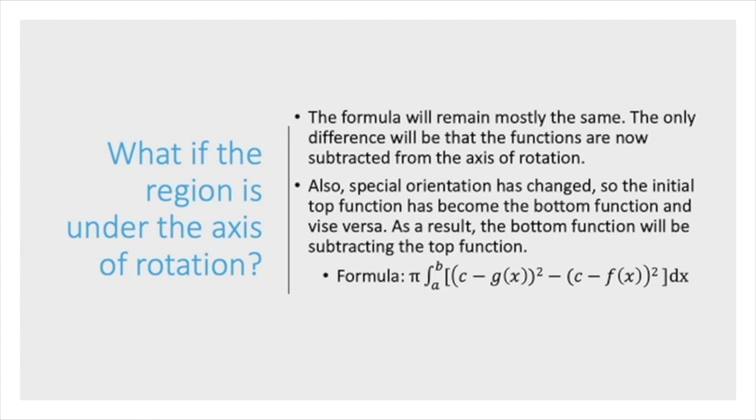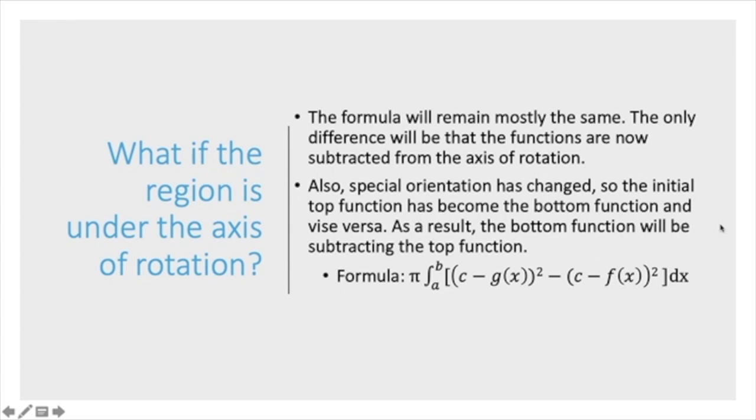And to kind of explain that, I've also included the formula here. The formula is pi times the integral from a to b again, c, which is the axis of rotation, and since it is above, you will subtract the function from c, and since spatial orientation has changed, the bottom function will actually be subtracted first, so c minus the bottom function squared minus c minus the top function squared dx.